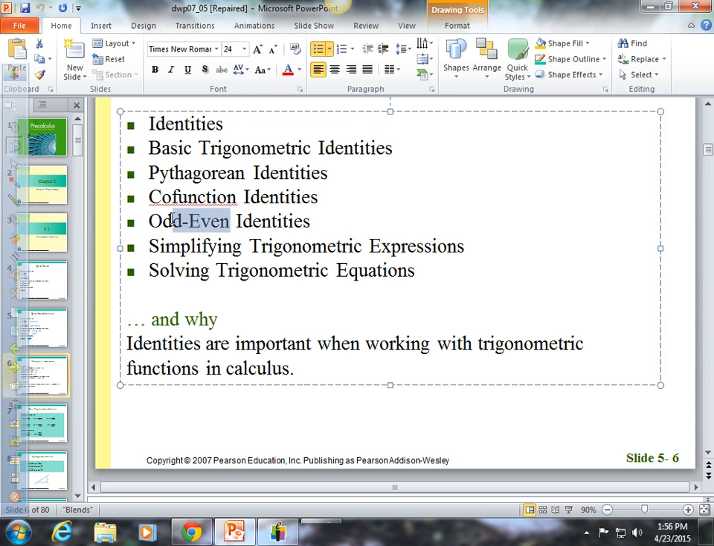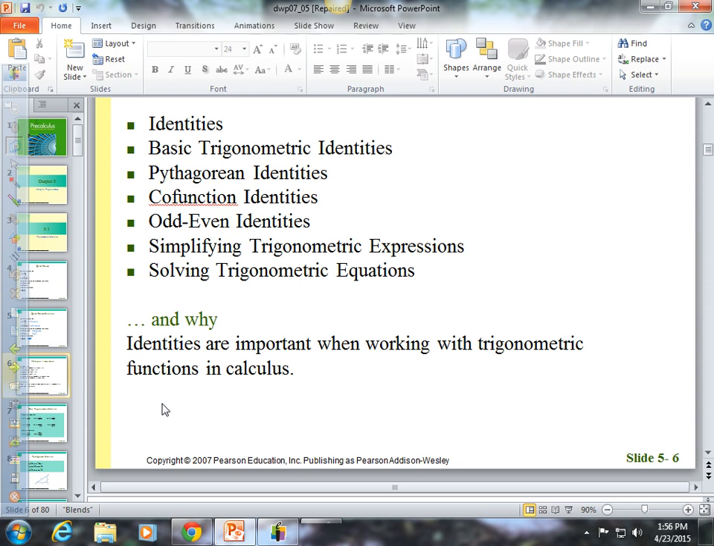Even odd identities, these are going to be new to us. We haven't discussed the even odd identities, but we know all of our trig functions are either even or odd. The only two even ones are cosine and secant. And what does even mean? Symmetric about the y-axis. So cosine and secant are symmetric about that. They're even functions. The other four are all odd functions.